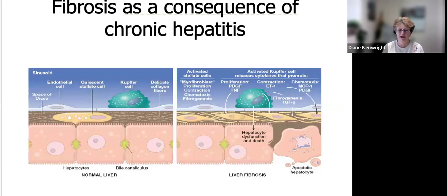Why do we get fibrosis as a consequence of chronic hepatitis? This is the normal liver that I showed you before. We get fibrosis because of replication of these stellate cells. The sequence is that the Kupffer cell, which is a macrophage and just adores releasing cytokines, does just that. It activates these stellate cells and also causes hepatocyte dysfunction and death. So the hepatocytes die and get replaced by the stellate cells.